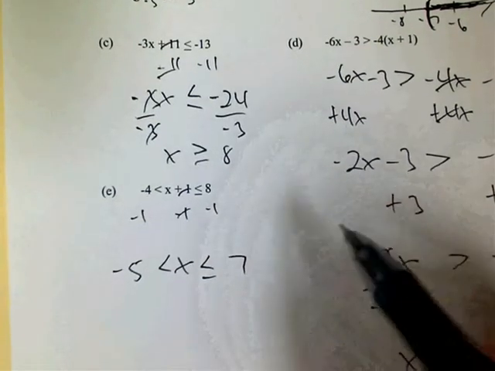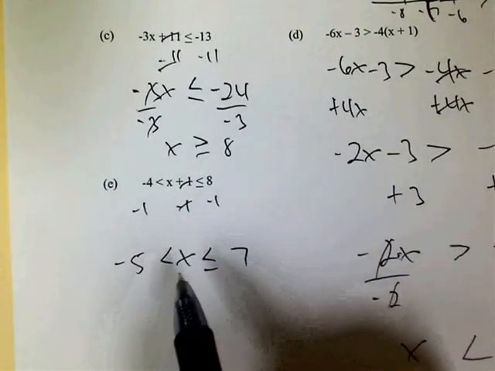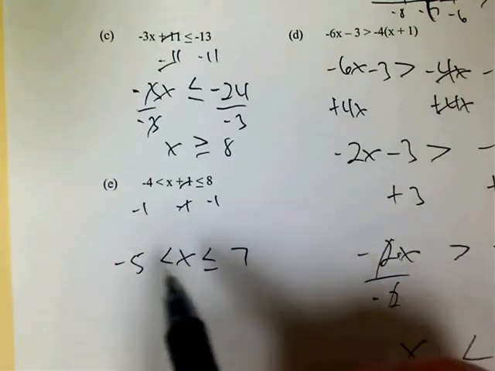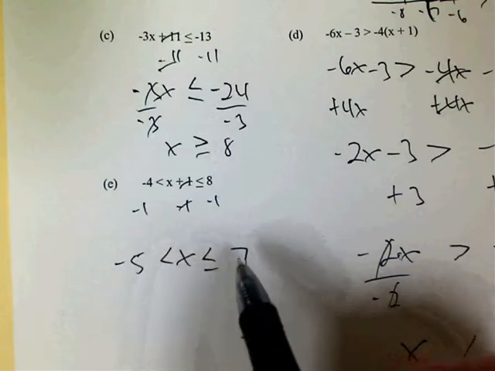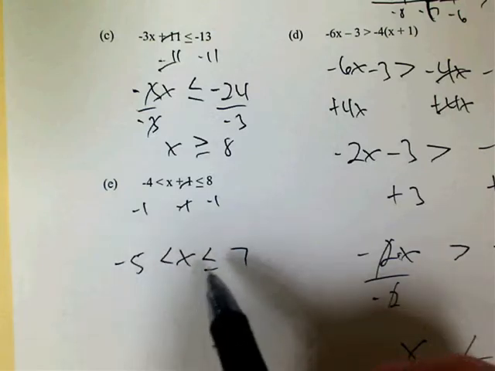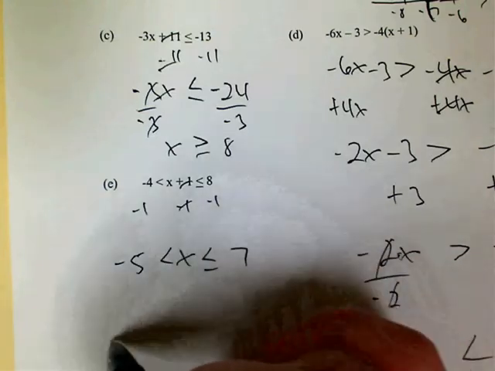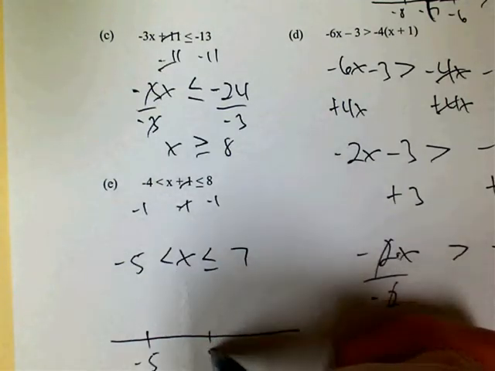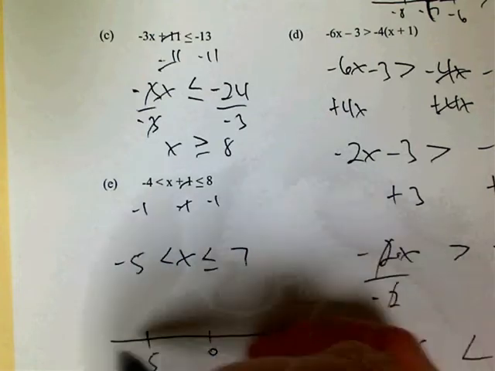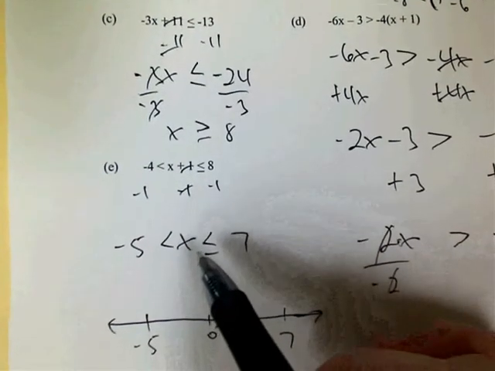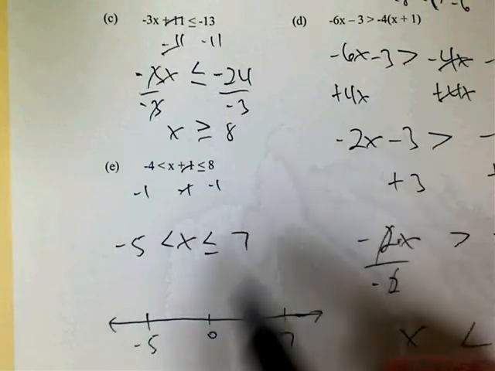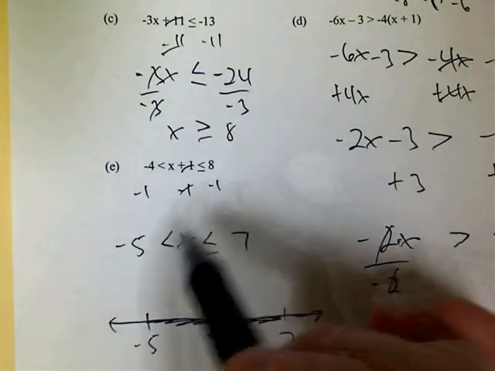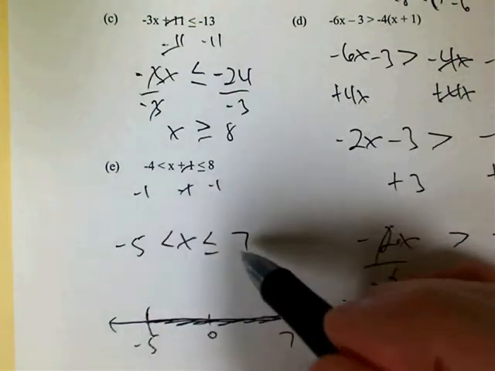I'm going to graph this one, and notice what this is saying is that x is between negative 5 and 7. The negative 5 is not included, but the 7 is, because of the equal sign underneath the less than. When I draw the graph, I'm just going to put a negative 5 and a 0, and then a 7. Now if you notice where the x is, it's between negative 5 and 7. That means I'm going to shade in between those. Since the negative 5 is not included, I'm going to use a parenthesis. Since the 7 is included, I'm using a bracket.